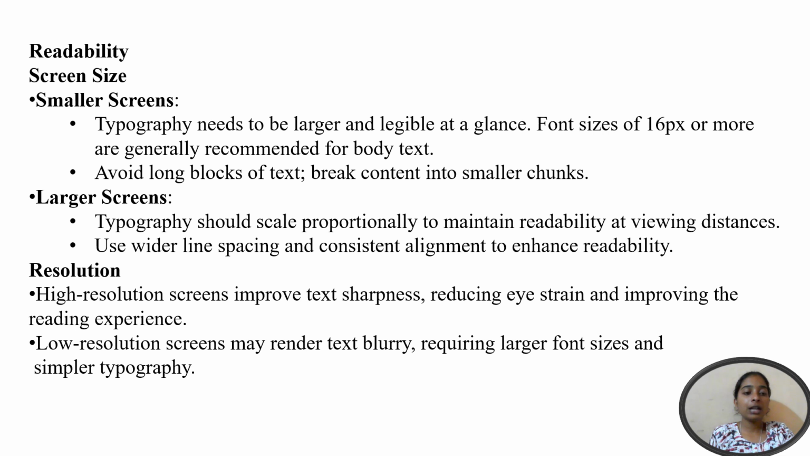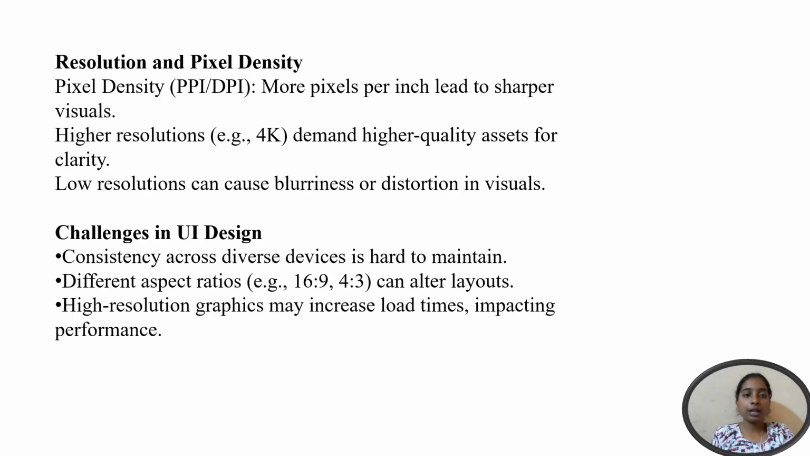In resolution, high resolution screens improve text sharpness, reducing eye strain and improving the reading experience, while low resolution screens may render text blurry, requiring larger font sizes and simpler typography. In resolution and pixel density, more pixels per inch lead to sharper visuals. High resolutions, for example 4K, demand higher quality assets for clarity.